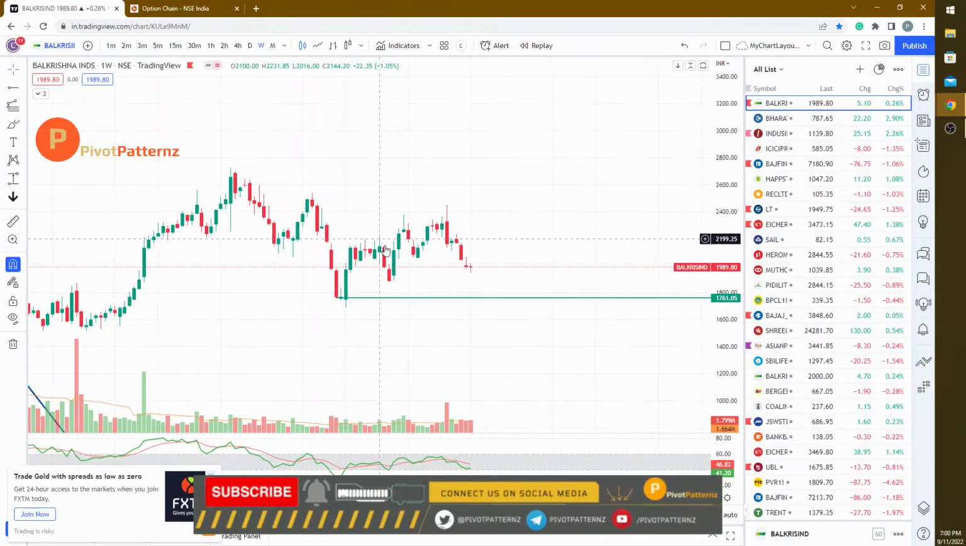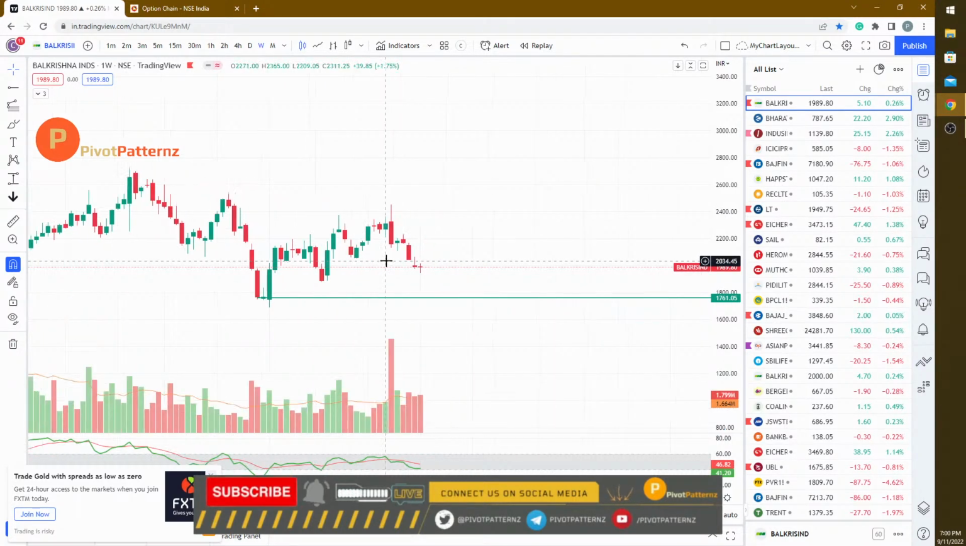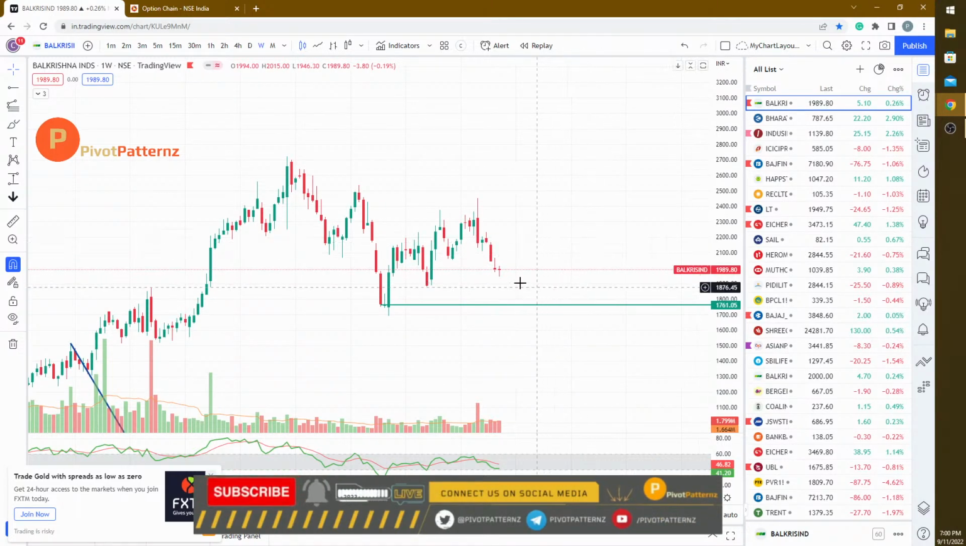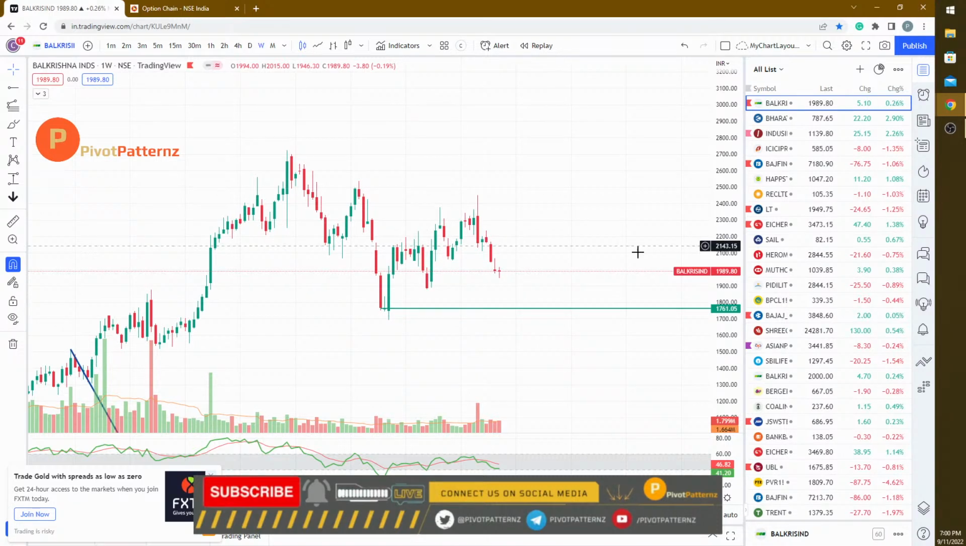Whatever I'm saying is for equity. Holding futures and options is a bit riskier. I don't recommend it. Probably now it is consolidating. Only if it trades above this should you hold it, or else you are holding 2,000 rupees, right?